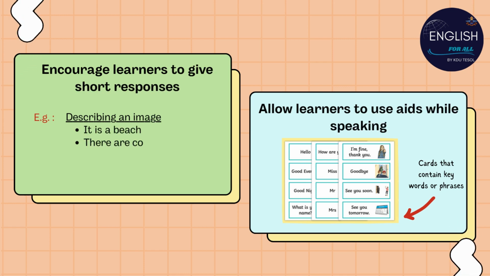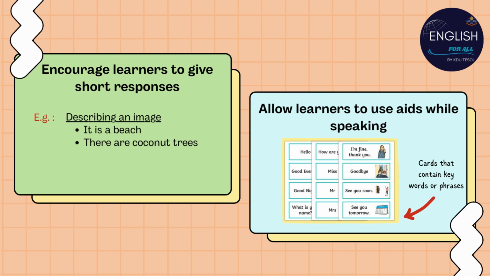For example, when describing a picture, they can use simple sentences like, "It is a peach," or "There are coconut trees." This method helps learners, including those who may be less confident in speaking. This allows learners to practice without feeling too much pressure to say a lot at once.